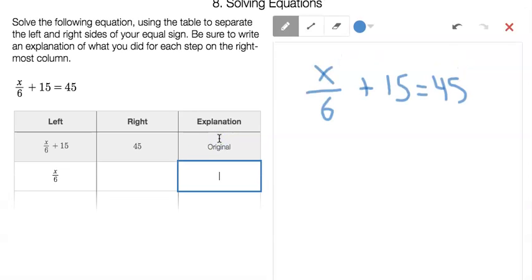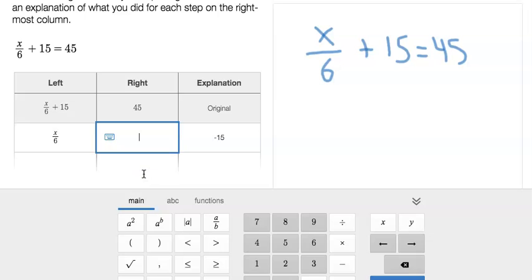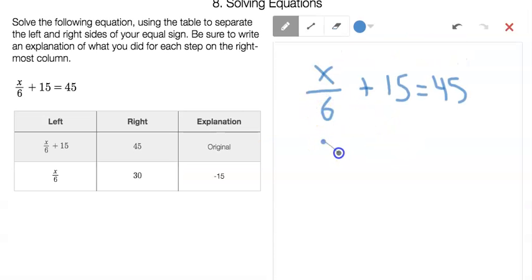So maybe I'll do that here first. I'm going to put minus 15. So if I minus 15, what is 45 minus 15? Well, if I minus 5, it's going to be 40. Minus 10 more, it's going to be 30. All right, so let me write that over here. So now I've got x over 6 equals 30.